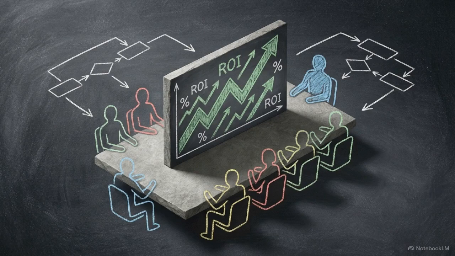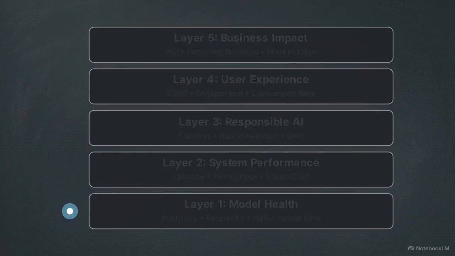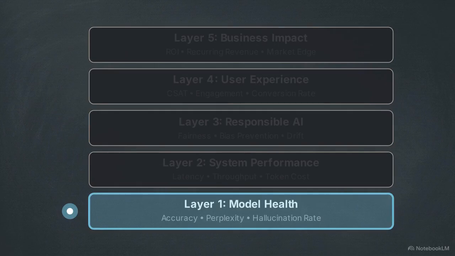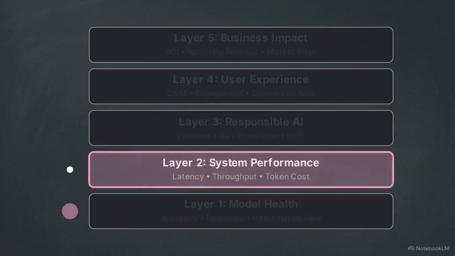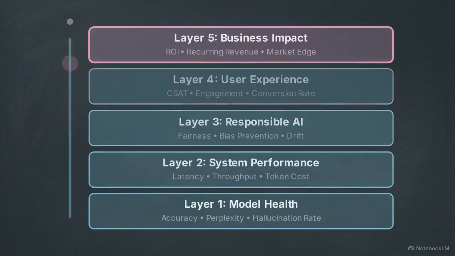True AI product management requires balancing all 5 of these pillars simultaneously. Optimizing a generative AI model's perplexity at layer 1 is ultimately a wasted effort if the inference token costs at layer 2 destroy your recurring revenue margins at layer 5.